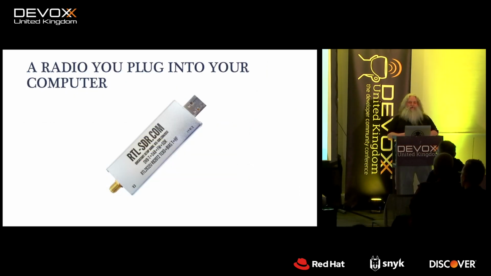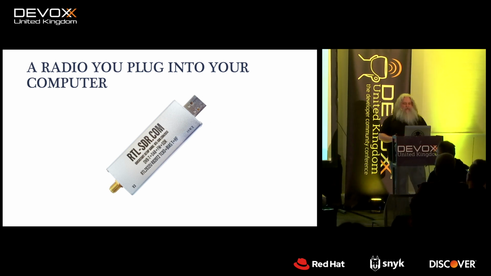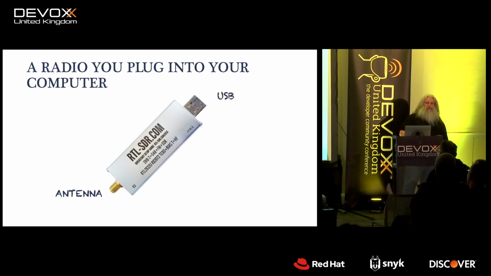A software-defined radio is a radio that you plug into your computer. It has the circuitry to receive, but it doesn't have the circuitry to decode anything. All that's handled by software. So there's less circuitry. This is a version of the radio I'm using today. It's receive only. I got it on Amazon for, I think, $30. It's got an antenna port on one side, USB port on the other side.